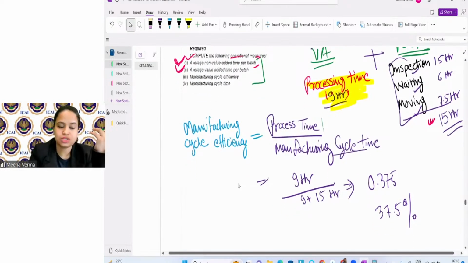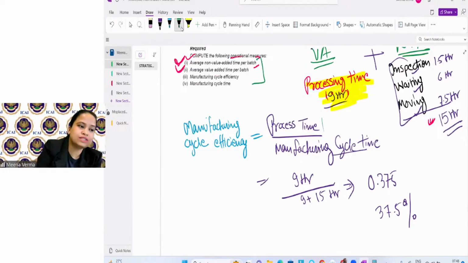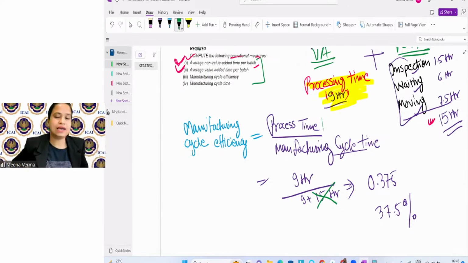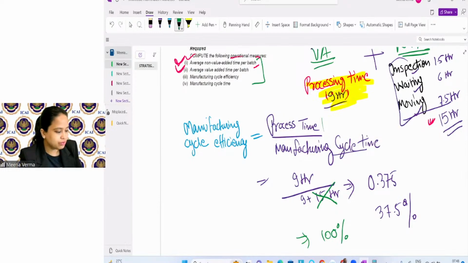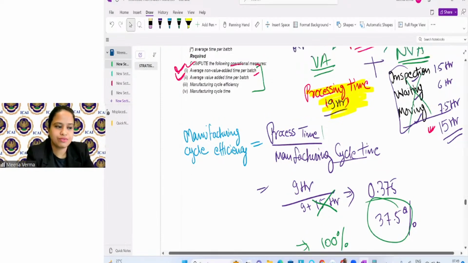For example, not possible, but I'm just giving an example. Suppose you completely eliminate all the non-value-added activity, all these 15 hours. What will happen? Manufacturing cycle efficiency will become 100%. So the point is that if you remove the non-value-added activity, the manufacturing process will become more efficient. You're producing the goods quickly. So why is this production process slow? Because of these non-value-added activities. So manufacturing cycle efficiency here in this case is 37.5%.